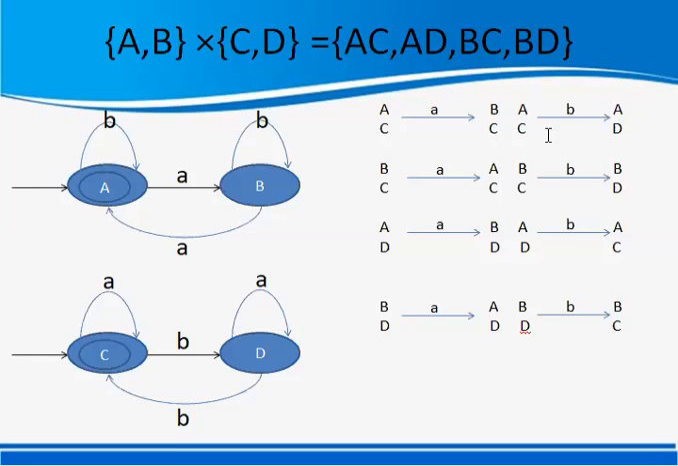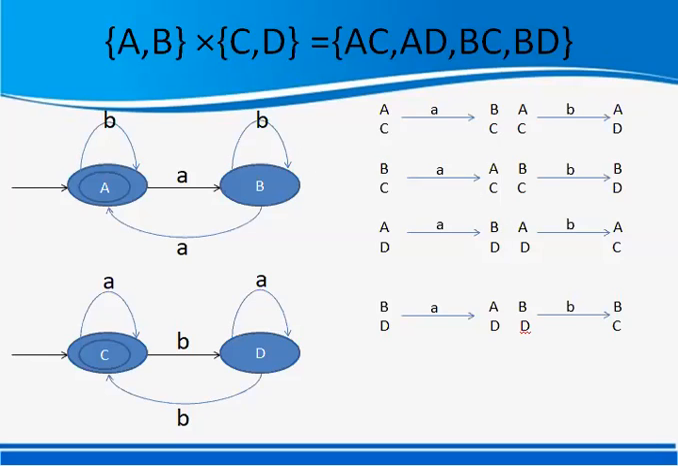Similarly, we will check for the other states. From state A on input b, we will have next state A. So we have written it here. From state C on input b, we will have next state D. So we have written it here. Similarly, you can check for all the other states. So now we can construct the DFA using this concept.